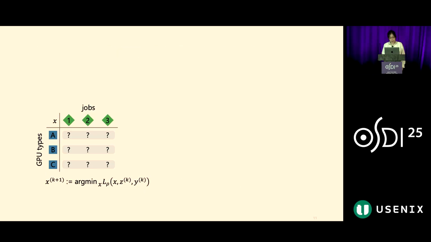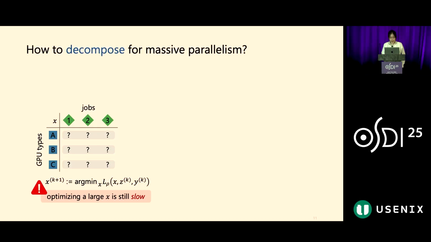Now we have decoupled the constraints. However, optimizing the large X is still slow. So the question becomes how to decompose this large X into smaller pieces to solve in parallel.